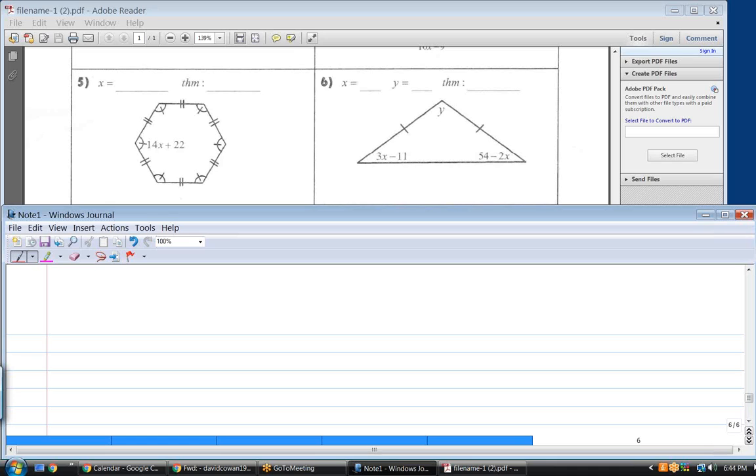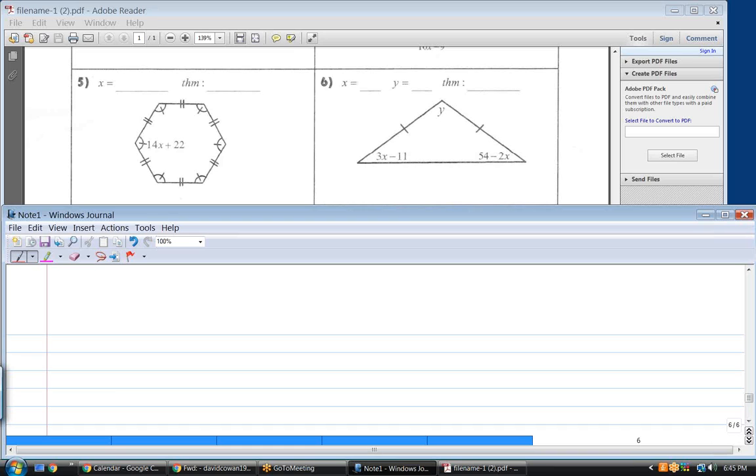Regular meaning what? That all sides are congruent and all angles are congruent. Not just all sides, all angles. And you can see that they've labeled every angle as being equal to one another. So to solve for x, to solve for one of the angles, I'm asked to solve for the interior angle. What do I have to do?